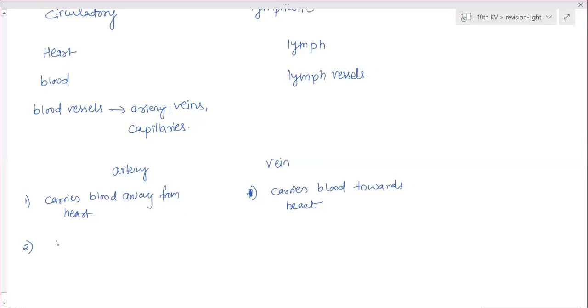Second, arteries have a wide lumen, veins have a narrow lumen. Veins do not have walls in the sense of valves... arteries do not have valves, veins have valves.